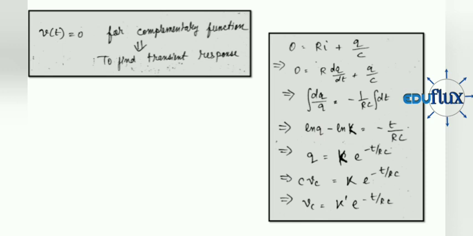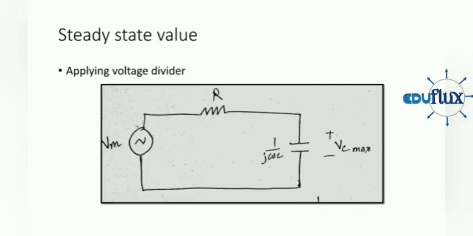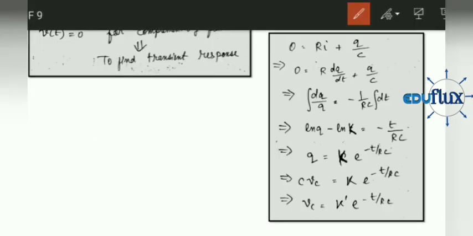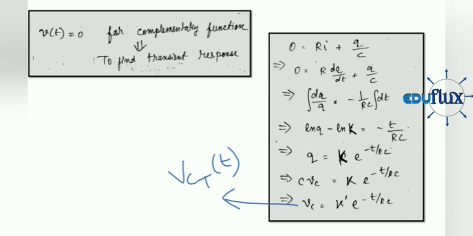See, K by C, C is a constant, K is a constant, so K by C is K dash. So I have got Vc is equal to K dash into e to the power minus t by RC. So I can say that this is my Vc of t. I've got my steady state response. Sorry, my transient response I've got.